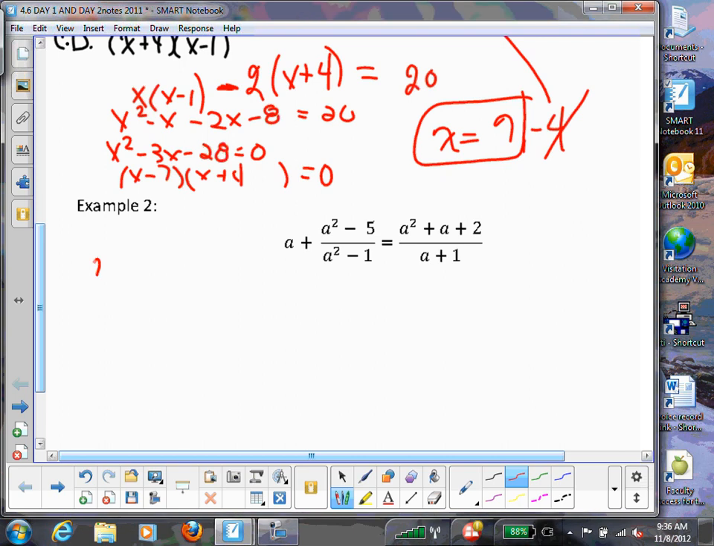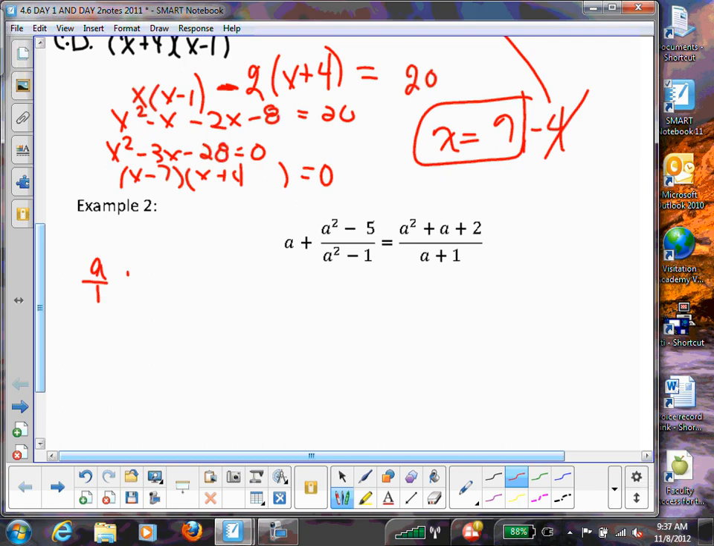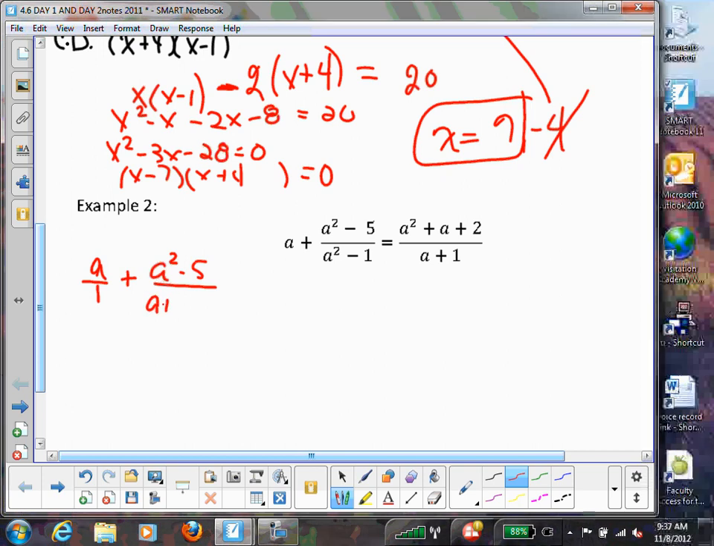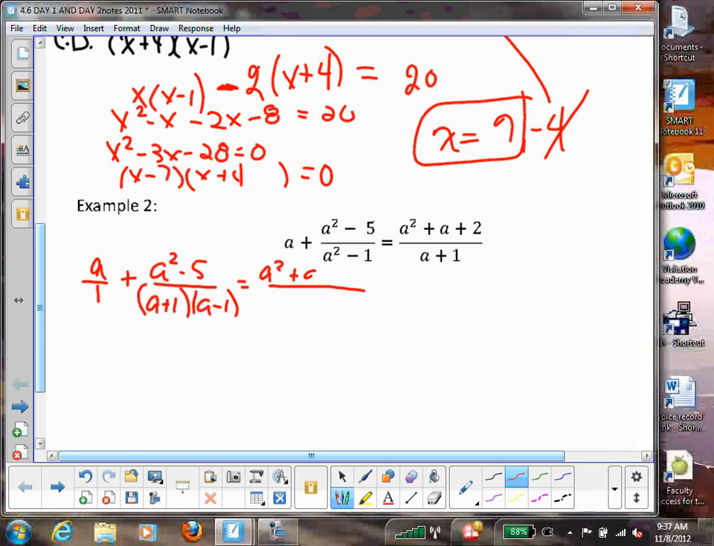First thing you're going to do is put that a over 1. A squared minus 5. I can't factor that. Can I factor this denominator here? What is it? Yeah, you've got to start recognizing the difference of perfect squares. Can I factor the numerator of my next one? So what is my common denominator?